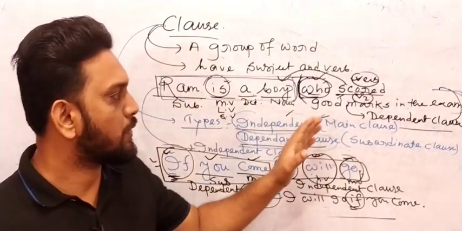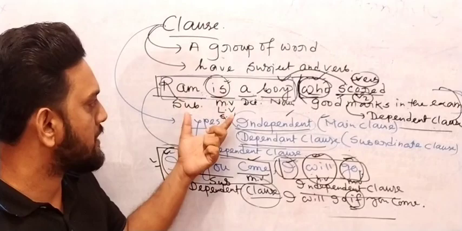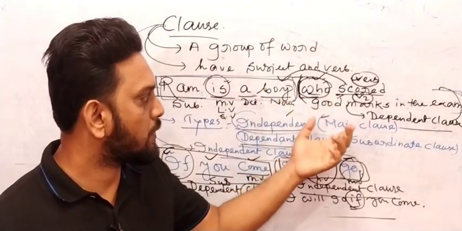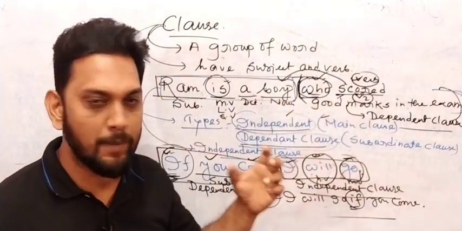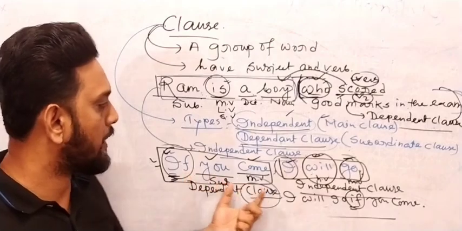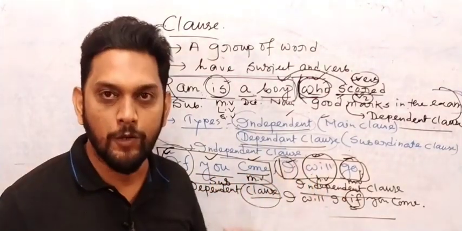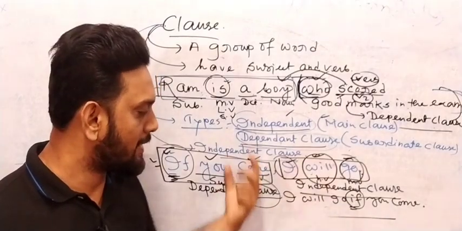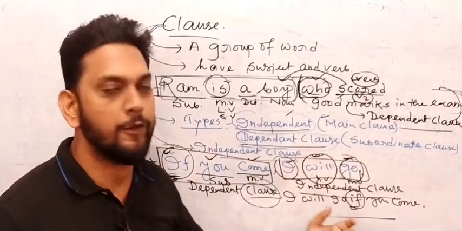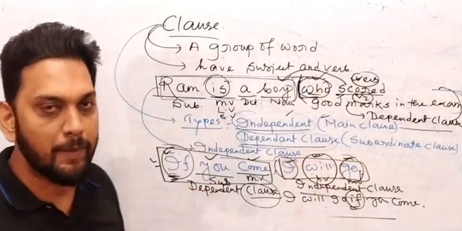Ram is a boy who scored good marks in the examination. So "Ram is a boy" is an independent clause, and "who scored good marks in the examination" is a dependent clause. The second thing I have written: if you come, I will go. Here "if you come" is a dependent clause, and "I will go" is an independent clause. Or this sentence can be written in a different way: I will go if you come. Both are correct. Got my point?